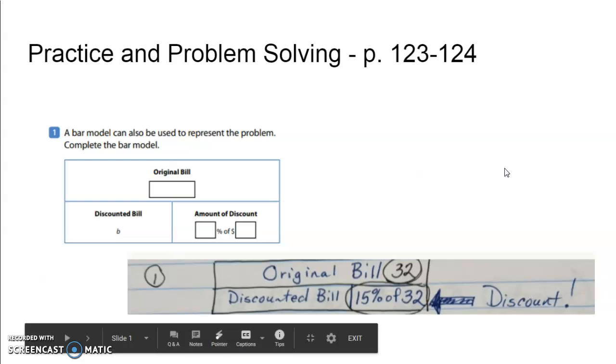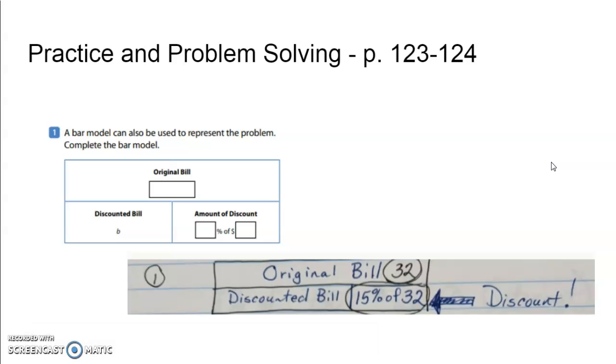Hey there, everybody. I won't always do this, but on occasion I will make a quick video going over the practice and problem solving, particularly if I think it's one where I might do a little instruction as we go along. This is the case on this one. These are the answers to page 123 and 124.